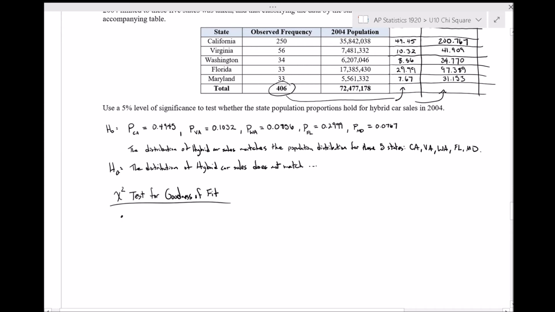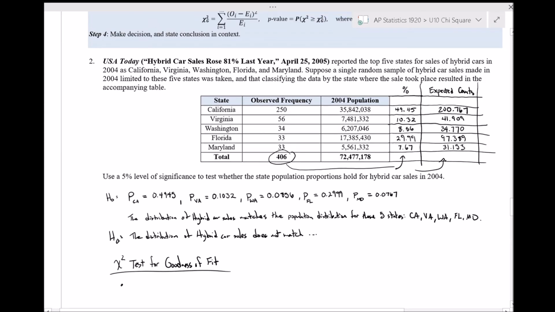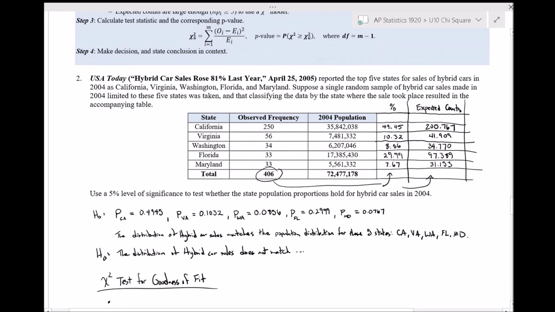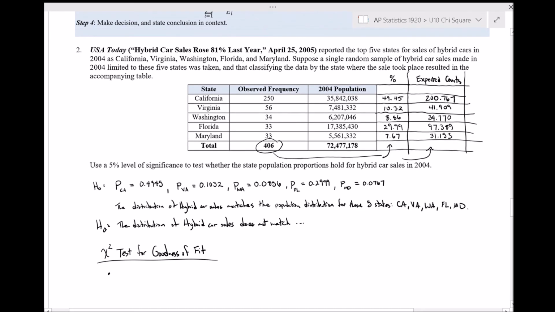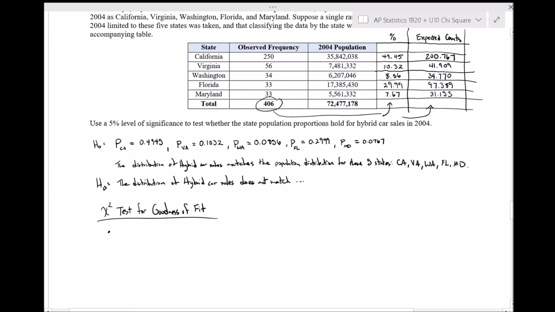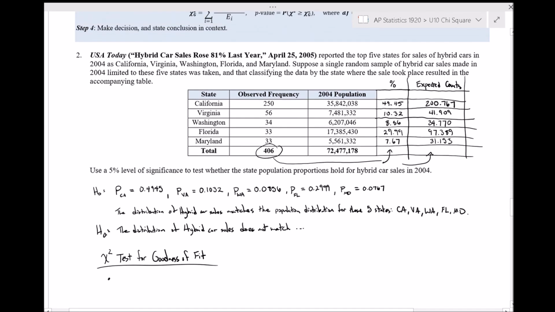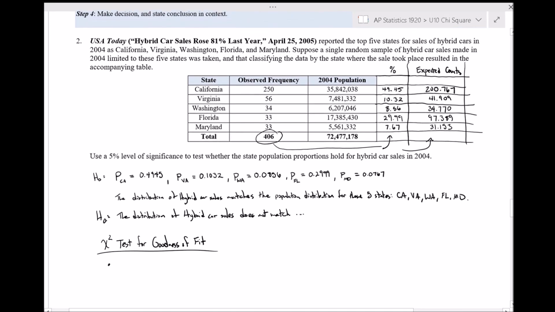Two conditions. Do we have a random sample? So I don't know if we do. Yeah, single random sample of hybrid car sales made in 2004. So this is observational data. What they did was they took data on randomly selected hybrid car sales out of those 5 states, and they categorized them by the state in which the sales took place. So then we have a random sample.